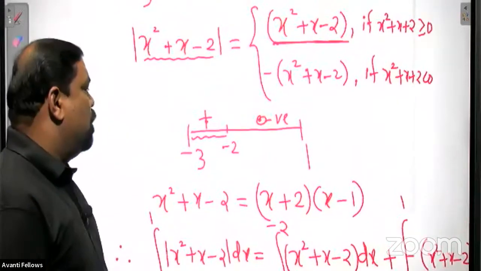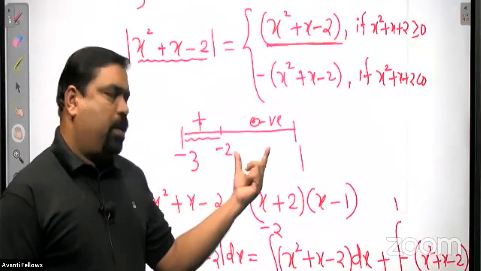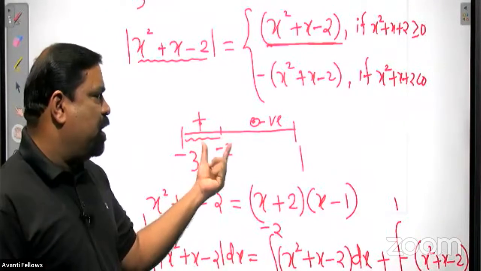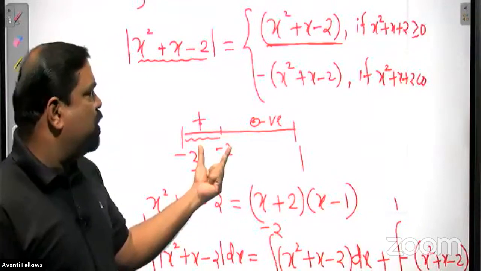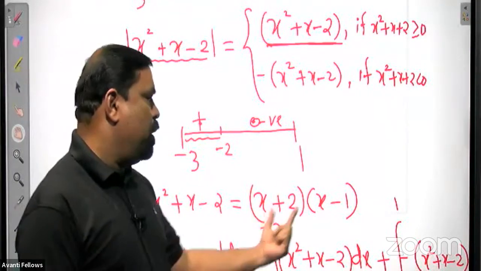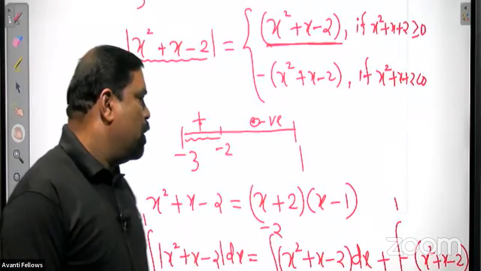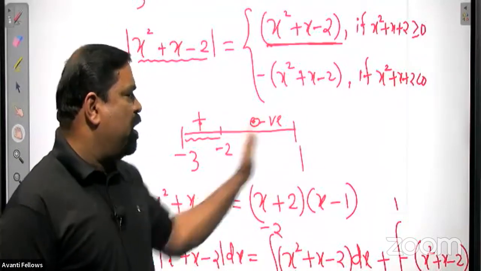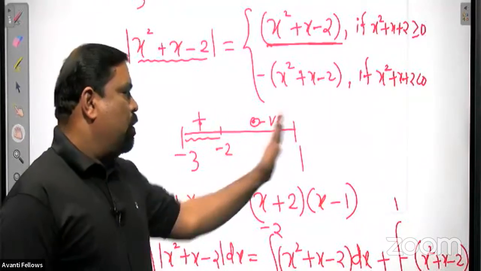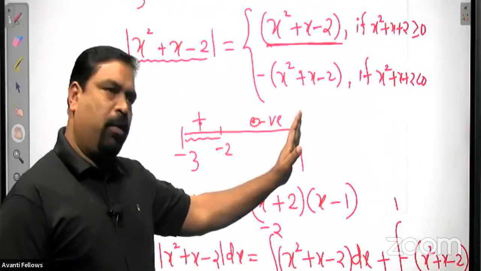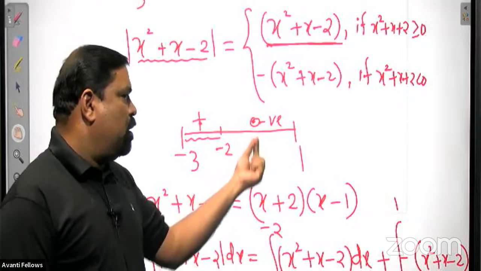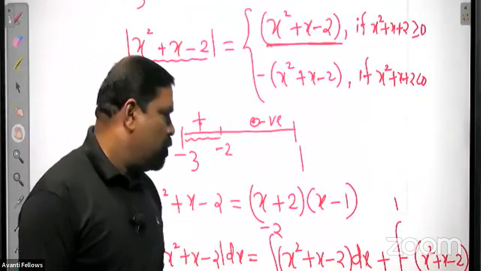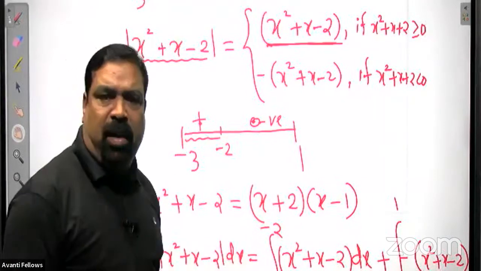So how have we split this into two integrals? The breaking point is minus 2. How did we get that? By factorizing: x plus 2 into x minus 1. So one point is minus 2, the other point is 1, but 1 is not coming in between. That's why we need not take the 1. If some point is coming in between, we have to take that point also. Sometimes there may be 3 parts, three intervals.